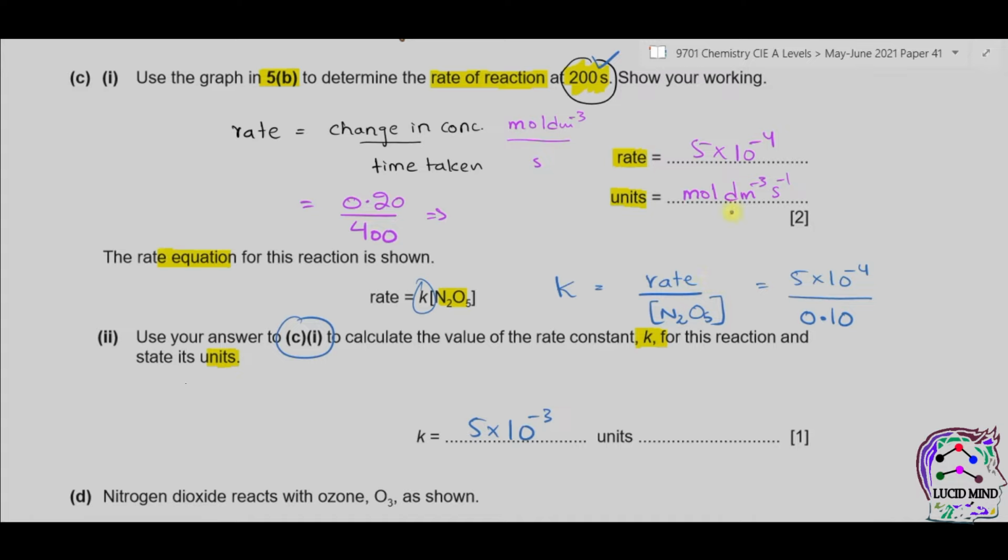As we already have the unit for rate, which is mole per decimeter cube per second, and concentration is in mole per decimeter cube, so we divide by mole per decimeter cube. Now both mole per decimeter cube get cancelled and only per second is left. So therefore the unit is per second.